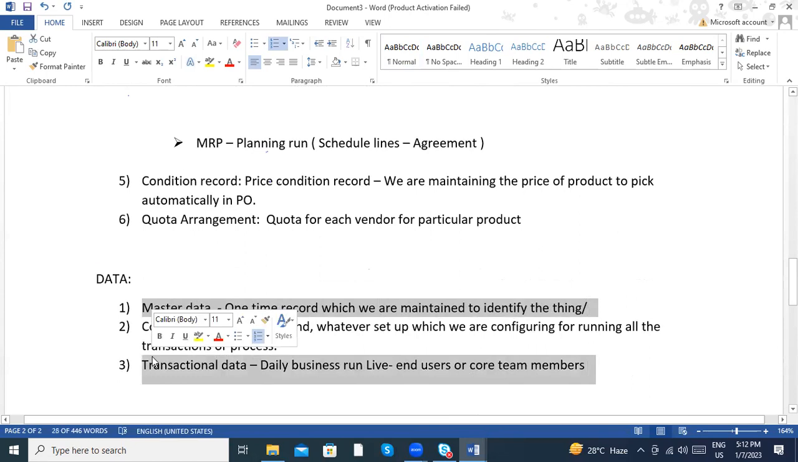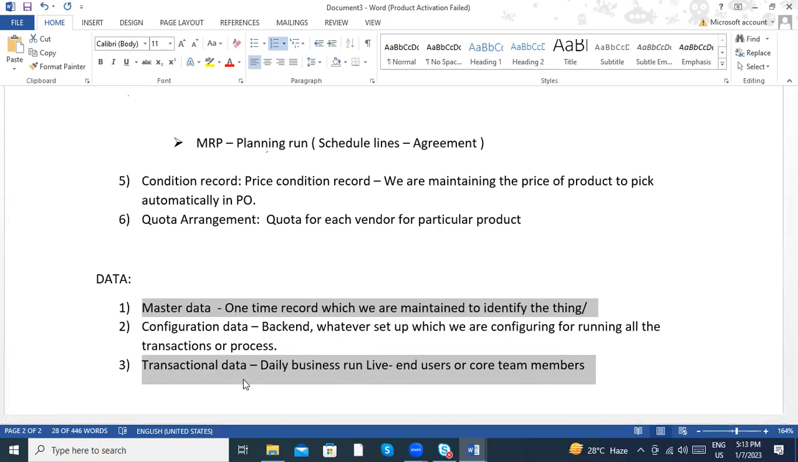If you remember, initially we discussed the landscape: development system, quality system, production system, and sandbox. Yes, exactly. So this master data and transactional data, the users themselves can create directly in the production system.